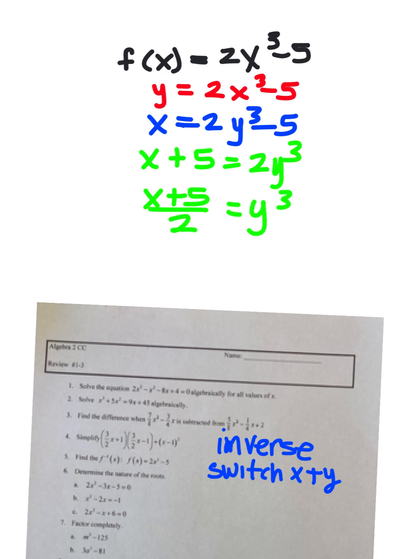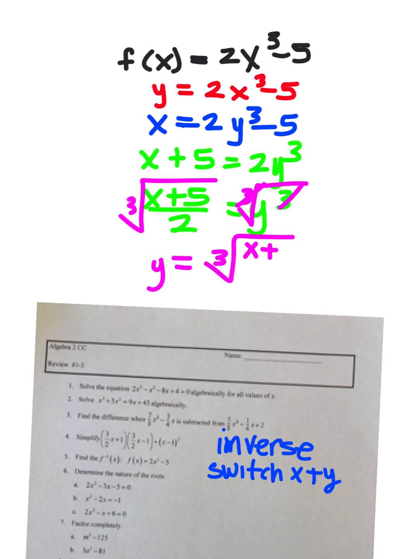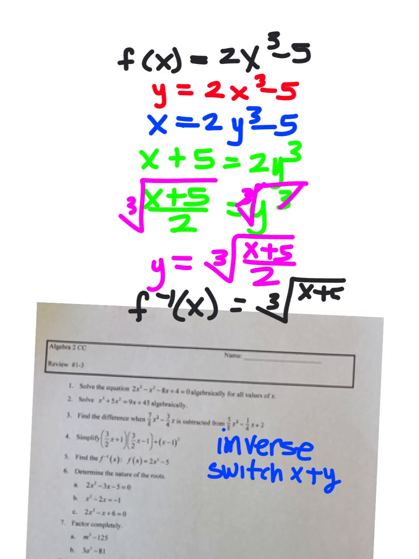Now we can get rid of the cube by cube rooting both sides. So the cube root and the cube cancel each other out. So now I have y equals the cube root of x plus 5 all over 2. And then the last thing is to make sure you write it with the correct notation, which would be the inverse of f of x equals the cube root of x plus 5 over 2.